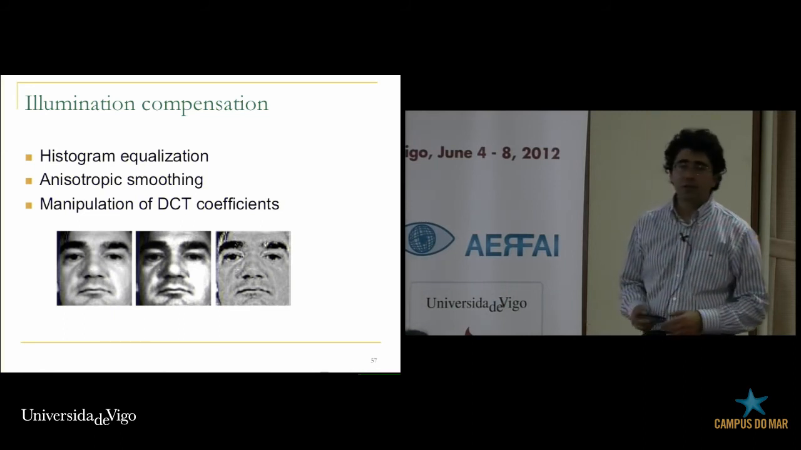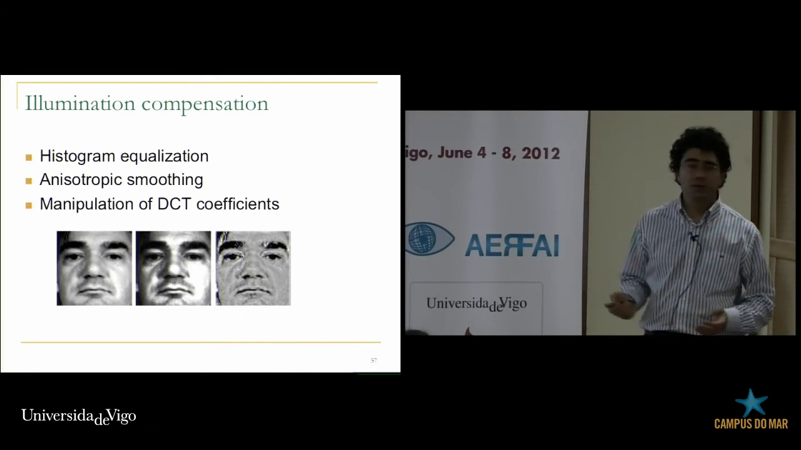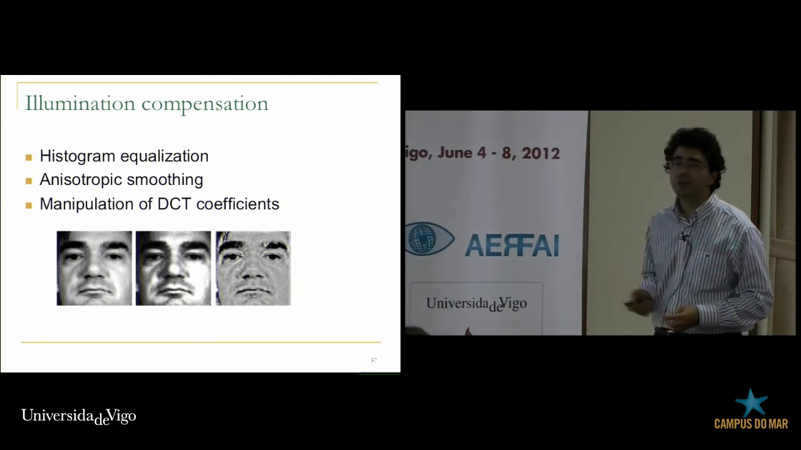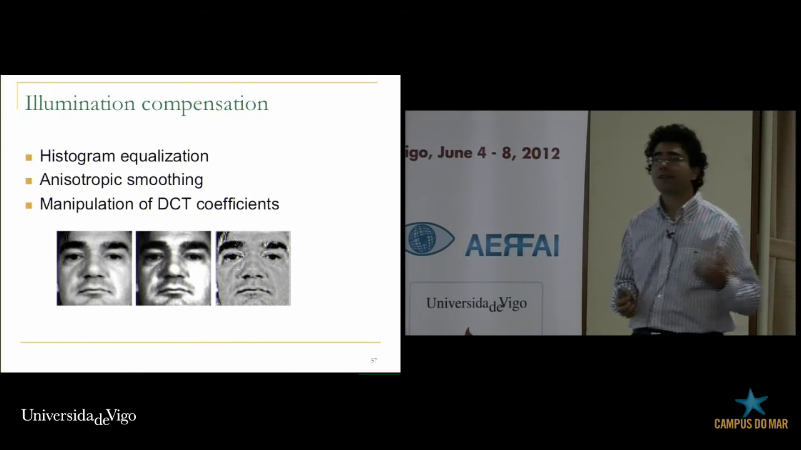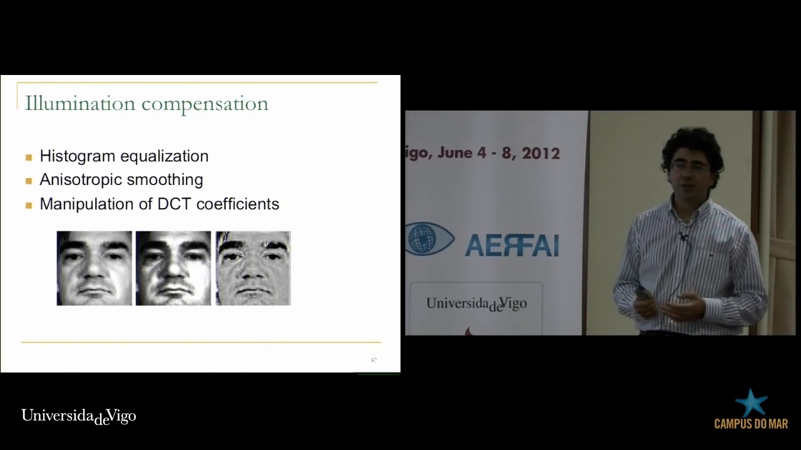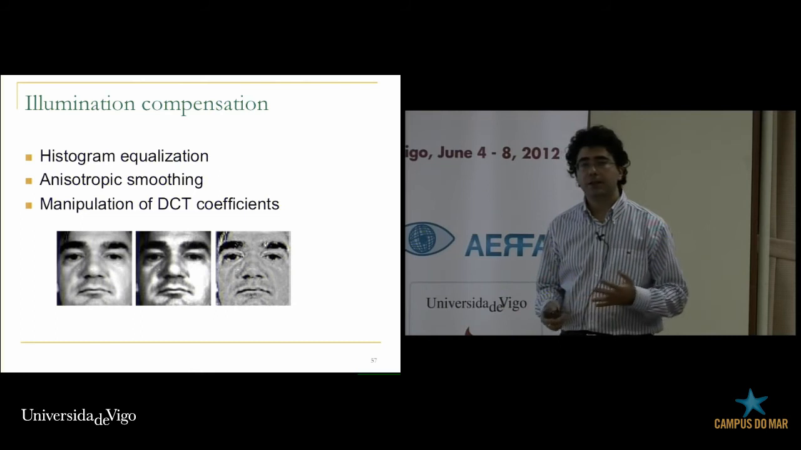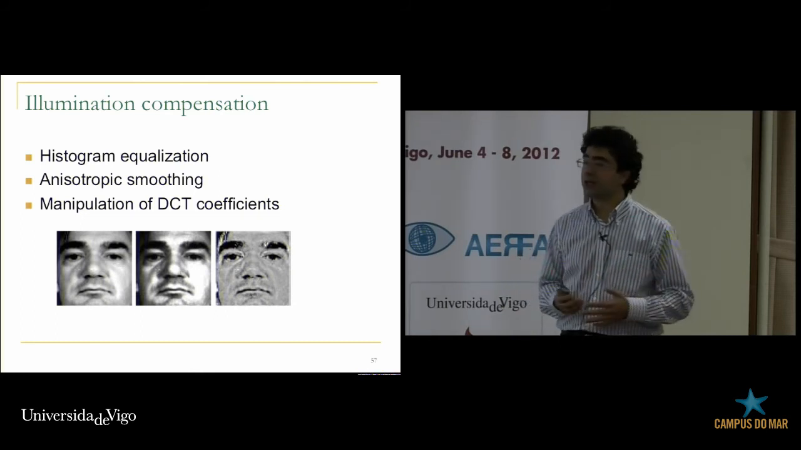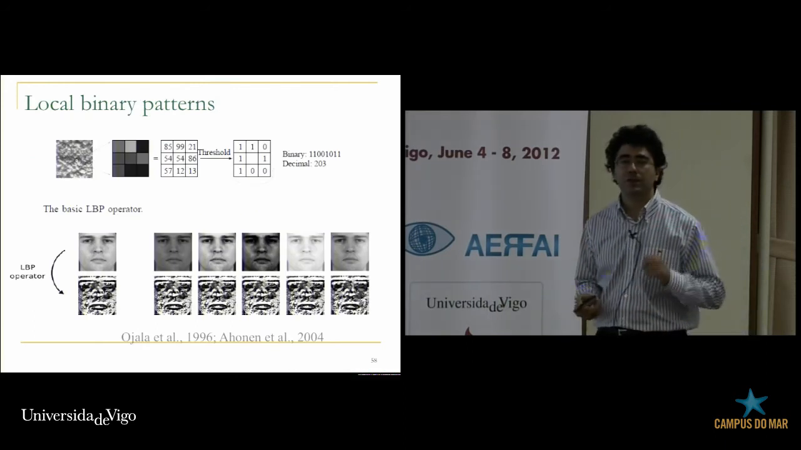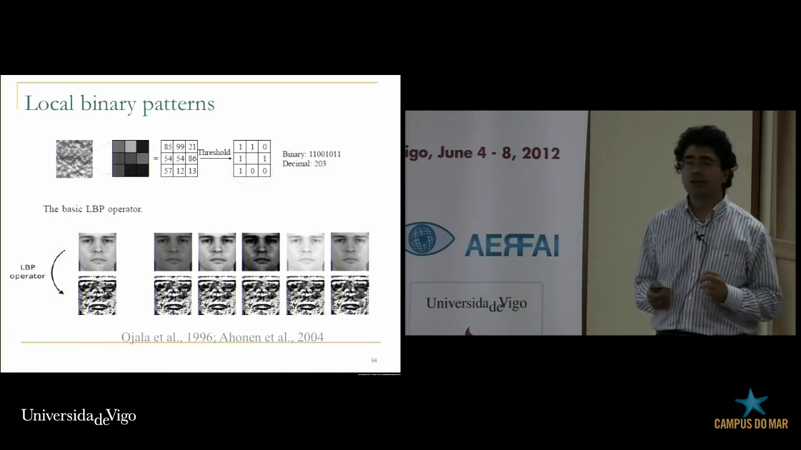Usually illumination is a bane of all face processing, so you need illumination compensation: histogram equalization, anisotropic smoothing, manipulation of DCT coefficients in the log domain. These are some of the techniques that have been traditionally used for dealing with illumination. If you have very good transformations learned from your training data, specifically eliminating illumination, that can also be possible. Or you can use feature transforms that are resistant to illumination effects. Local binary patterns have been found to be really successful in this manner.